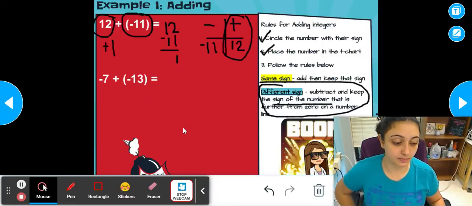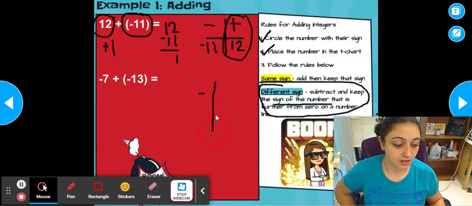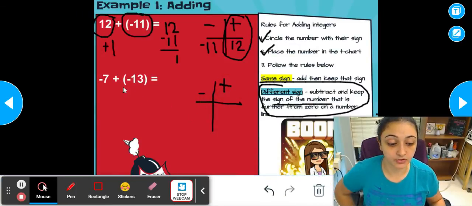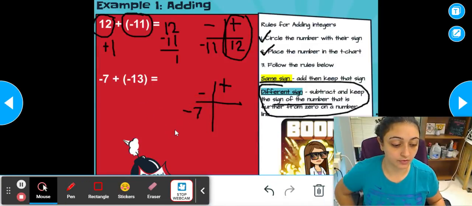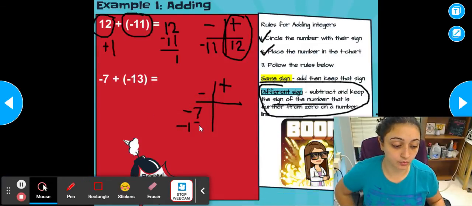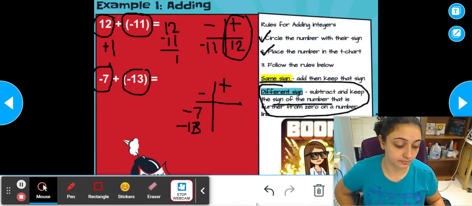On the second example, let's do the same thing, and we create our t-chart to help us organize our numbers. I've got negative 7, which goes on the negative side. Negative 13 goes on the negative side as well, because they're both negative integers. Let me go back and fix that ugly 3. There it is.